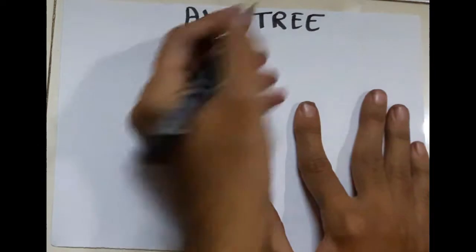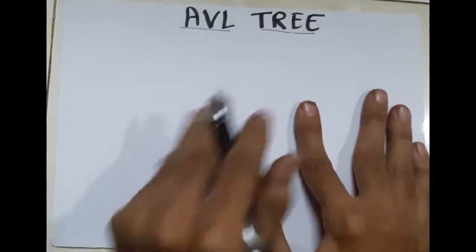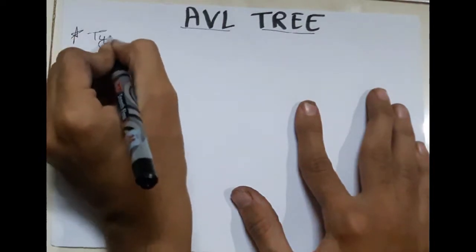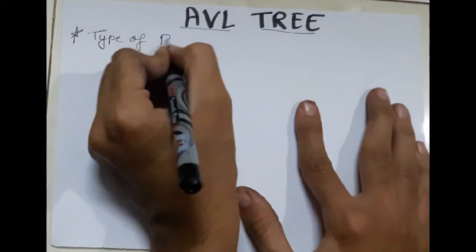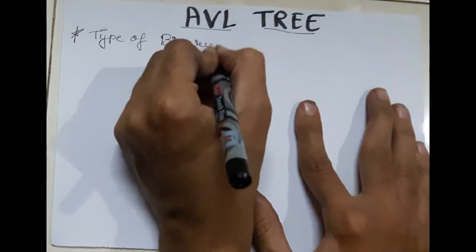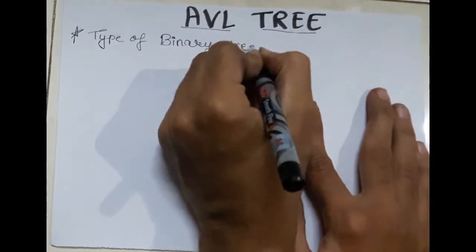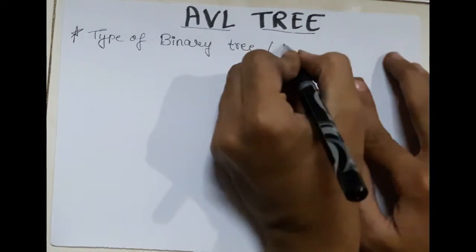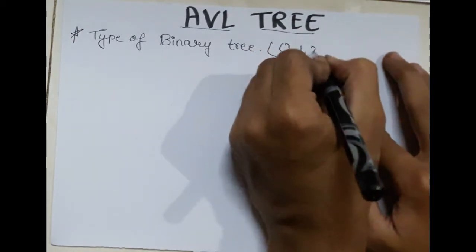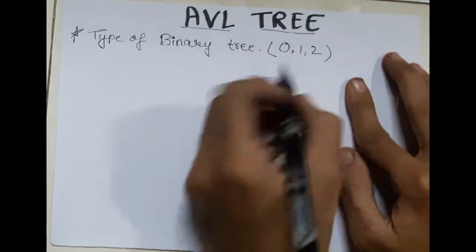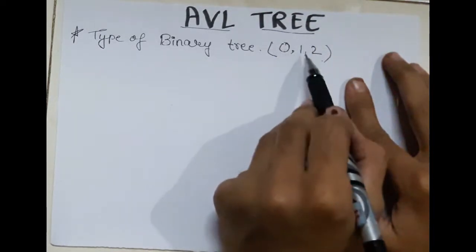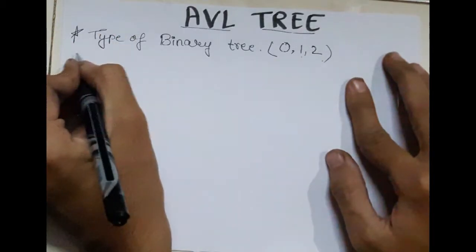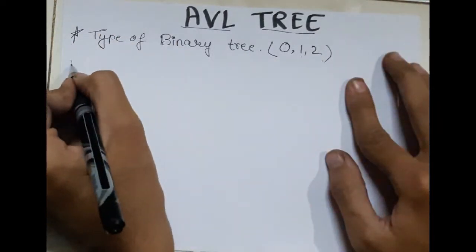The next topic in data structure is AVL tree. So AVL tree is a type of binary tree. That is, the nodes of this tree will have at the most two children, either 0, 1 or 2. Okay, any one like 0 children, 1 or 2, but not other than this, because it's a binary tree.